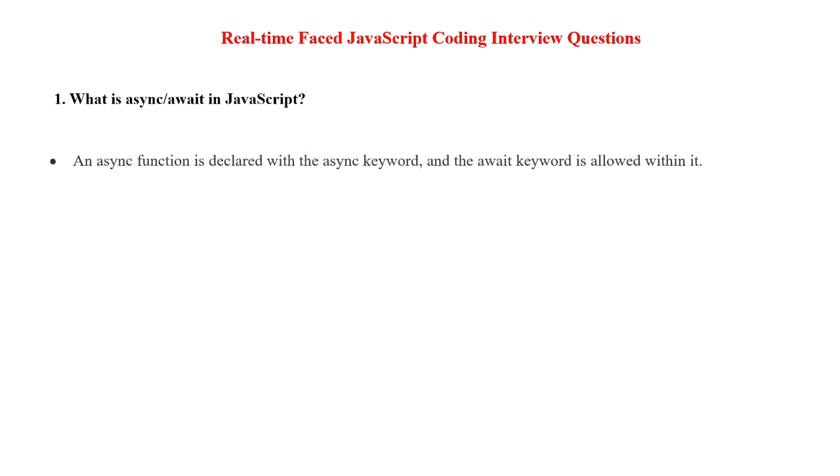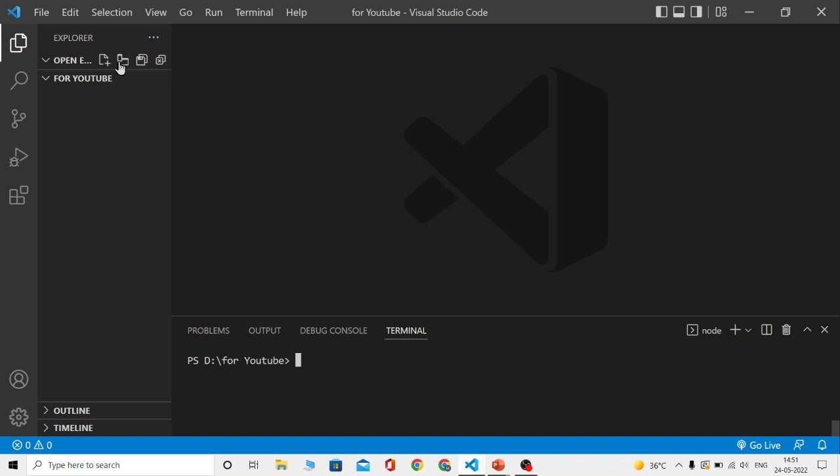Today's question is: what is async or await in JavaScript? Let's begin. An async function is declared with the async keyword, and the await keyword is allowed within it. Let's see what that is.